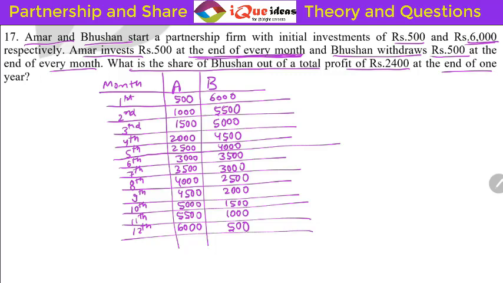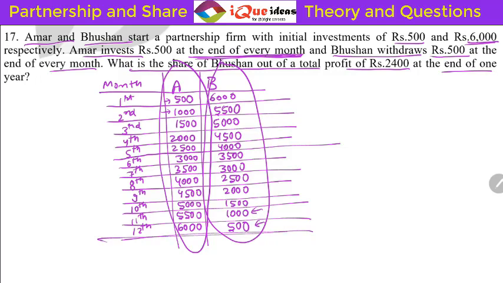Now look at this very carefully. Whatever A invested in the first month, B has invested in the last month. Whatever A invested in the second month, B has invested in the second last month, and so on. So effectively A's total investment and B's total investment become exactly the same.